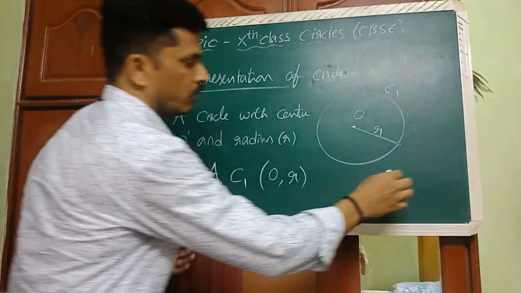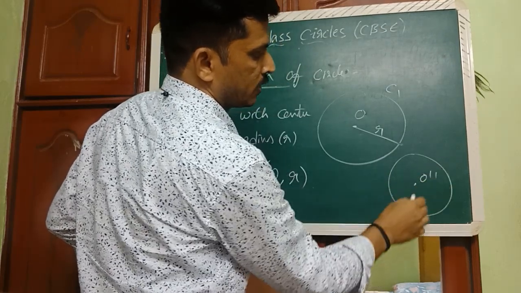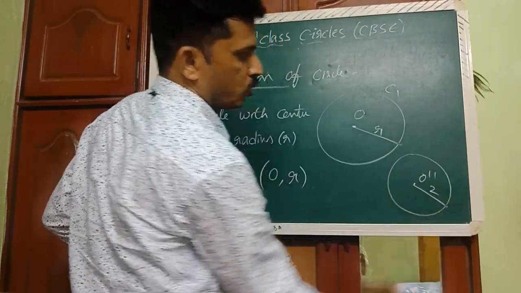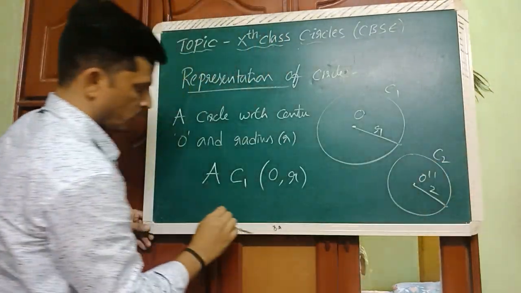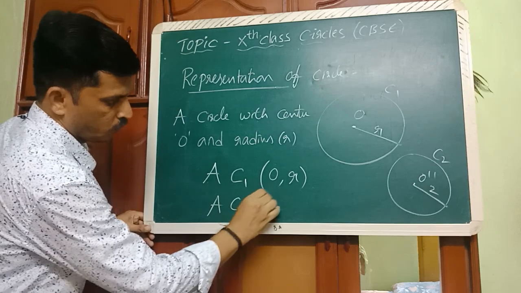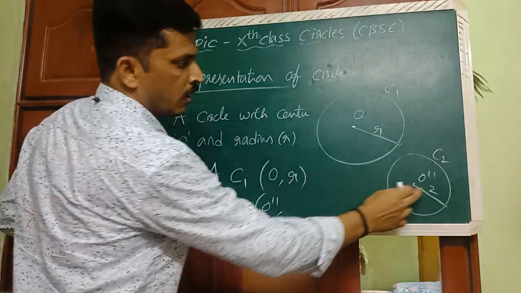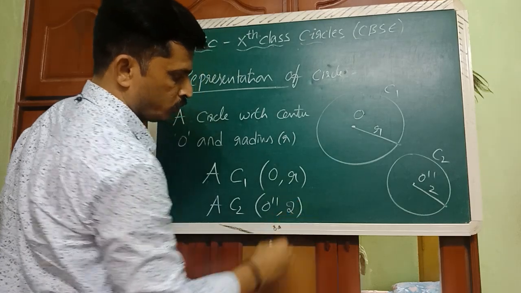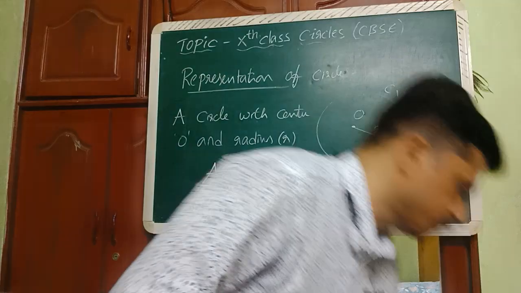Suppose I take one more circle. Its center is O dash, and here the radius is 2 centimeters. This is circle C2. A circle C2, center is O double dash and radius is 2. So I have to represent a circle like this.